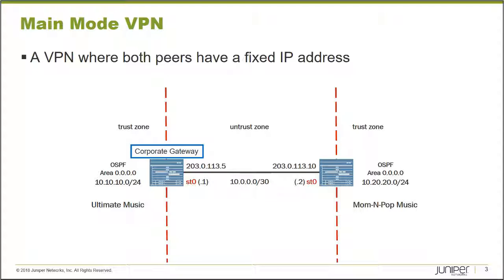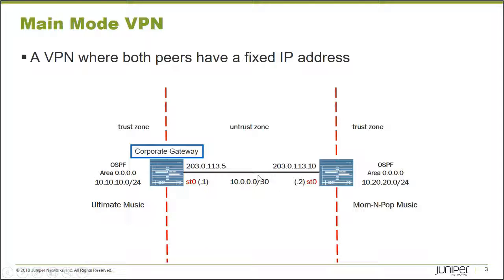To demonstrate the configuration of a site-to-site main mode VPN, we have an example here of two organizations. We have the Ultimate Music Corporation, who has just purchased Mom and Pop Music. And of course, you're tasked with establishing connectivity as soon as possible to allow these organizations to share systems and applications and to communicate. Both devices have SRX firewalls, and the devices have fixed IP addresses. So we'll be able to do a standard site-to-site main mode VPN between these two platforms.